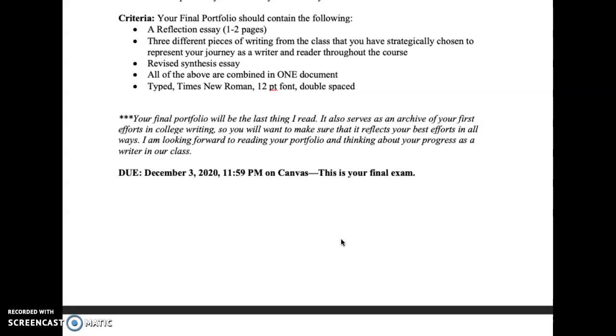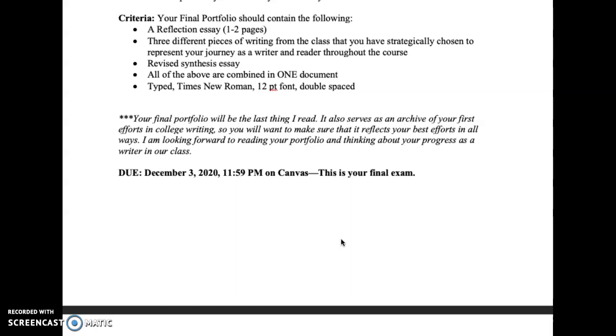You need 3 different pieces of writing from the class that you've strategically chosen. Strategic means that you have looked at all of your writing as a whole and you think these 3 pieces best represent your journey as a writer and reader throughout the course. It's not just the 3 easiest to include, or the 3 most recent. These are pieces that you feel best show your improvement. Your revised synthesis essay and all of the above are combined in one document. It's typed, in Times New Roman 12-point format, and double-spaced.